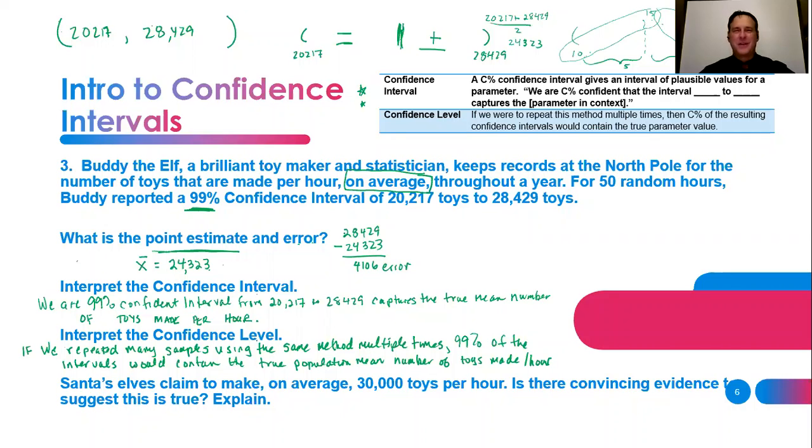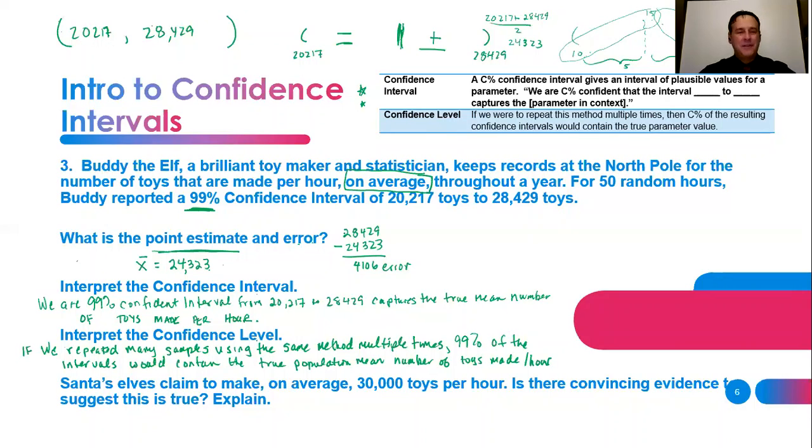I use pretty much the same lingo as the phrasings in the table above. But for my confidence interval, I said we are 99% confident the interval from 20,217 to 28,429 toys captures the true mean number of toys that are made per hour at the North Pole.